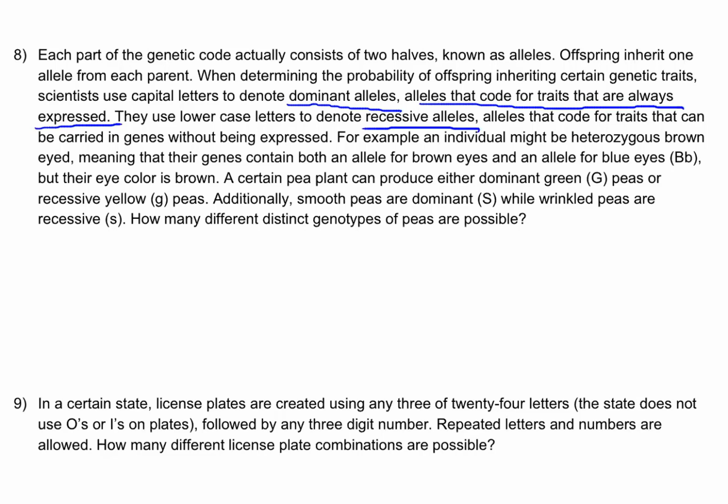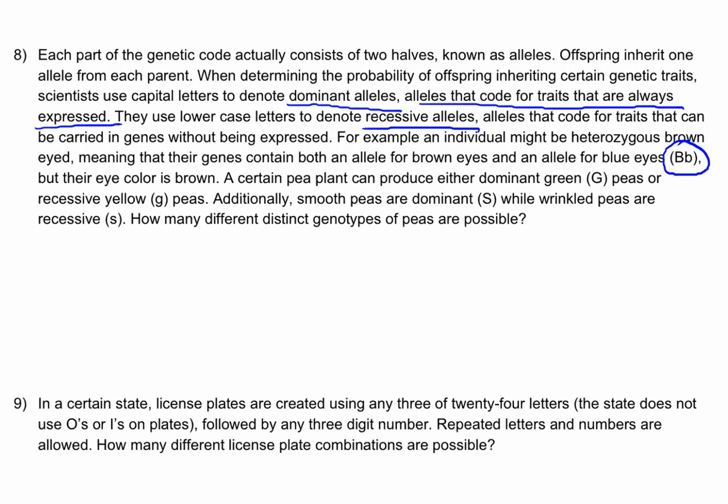Yes. Okay, so it says, for example, an individual might be heterozygous brown-eyed, meaning that their genes contain both an allele for brown eyes and an allele for blue eyes. So that's my daughter. Her genetic code probably looks like this: capital B, lowercase b, brown eye, blue eye. Okay, but her eyes, how do they actually look? Well, they look brown. So a certain pea plant can produce either dominant green peas, capital G, or recessive yellow peas, lowercase g. Additionally, smooth peas are dominant, capital S, while wrinkled peas are recessive, lowercase s. How many different distinct genotypes of peas are possible?